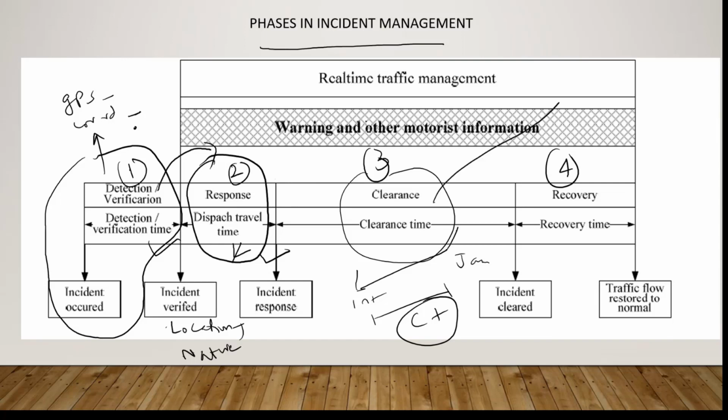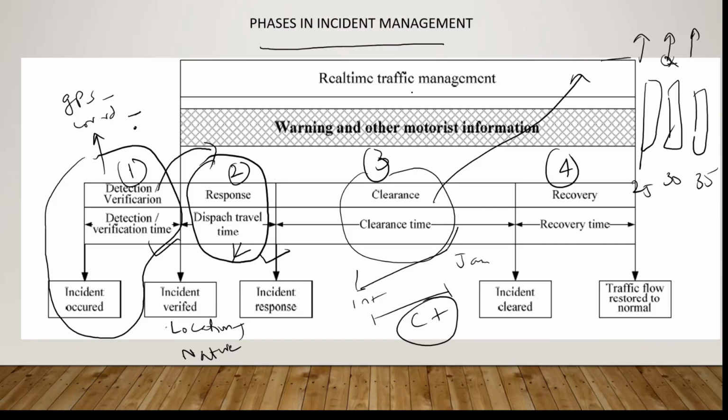Okay, let me give you another example. For example, we have 3 lanes, and here that specific accident happens, and we have a total jam behind each and every lane. For example, 25 vehicles here, 30 here, and 35 here, at a distance of 2 kilometers. So if that accident happens, that means we have a complete blockage here.